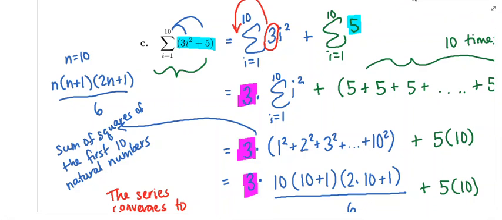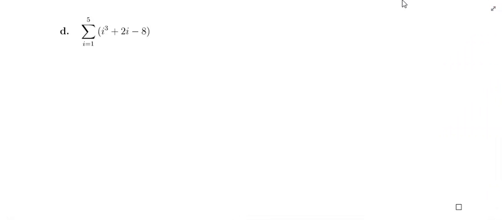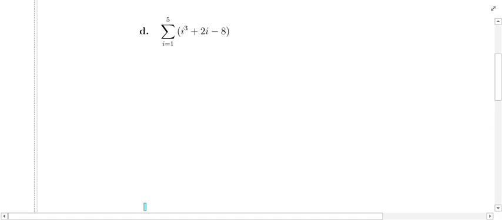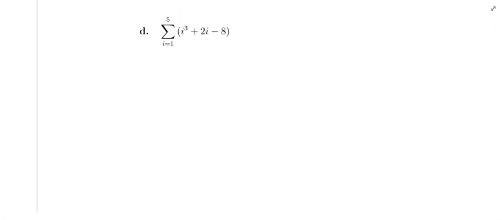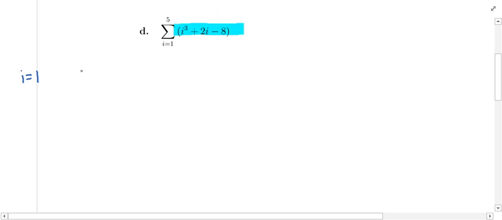All right, let's try part D. In actuality, we're only doing 5 terms here, so after what we just saw in part C, it's probably going to be easier to just compute the terms individually and add them all up. You can always double check with the summation formulas. So I'm going to start by letting i equal 1. I'm going to plug into my expression. The first term of the sequence is going to be 1 cubed plus 2 times 1 minus 8. That's 1 plus 2 minus 8, that's 3 minus 8, that's negative 5.